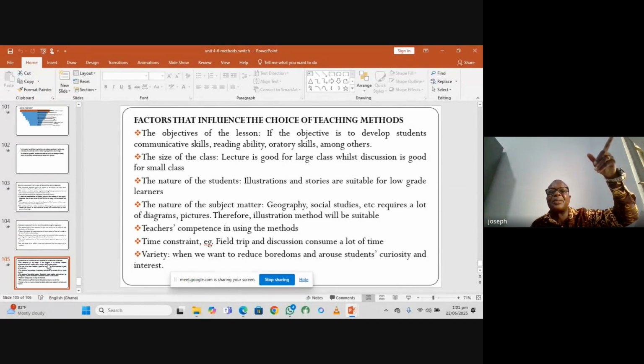Somebody asked this question. So if you are time constrained, you can't be going to brainstorming and all those things. You move straight to lecture and you make sure you beat time. So the methods will inform you as to the techniques that you select to handle your lesson.